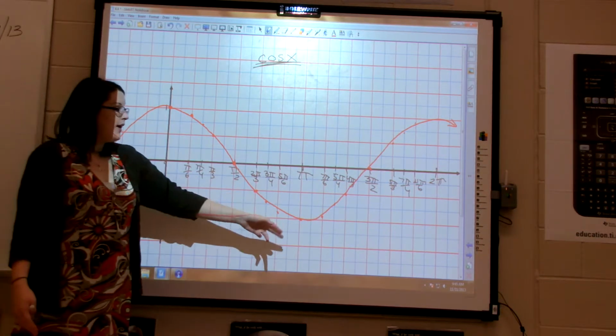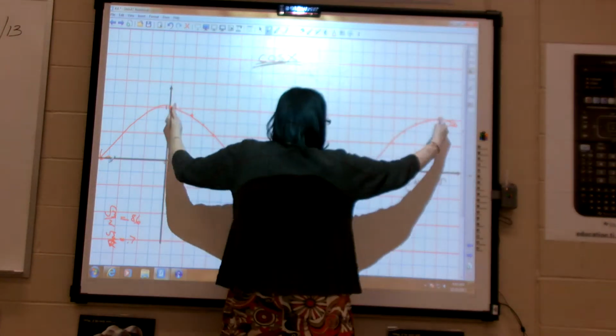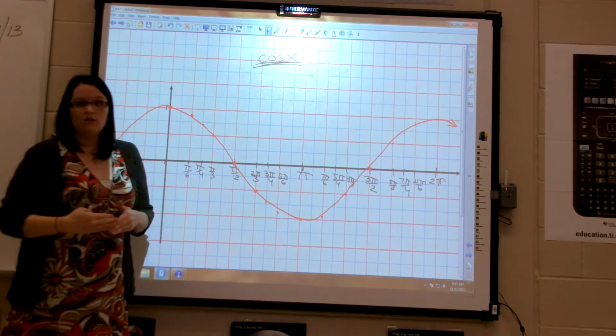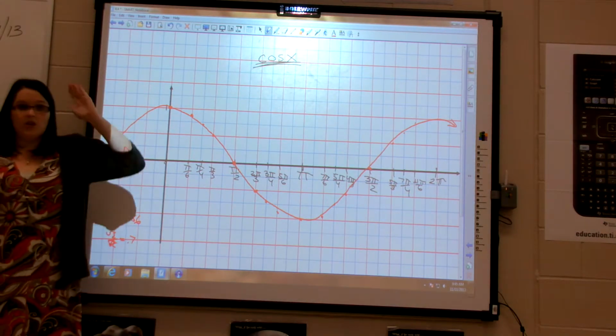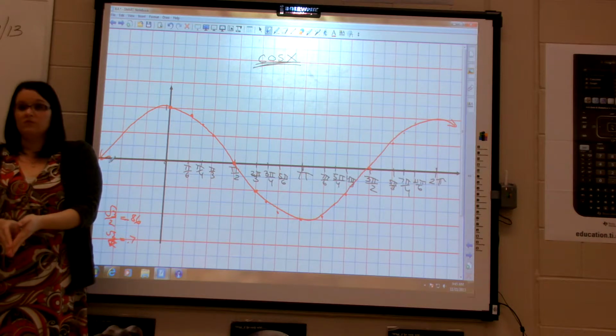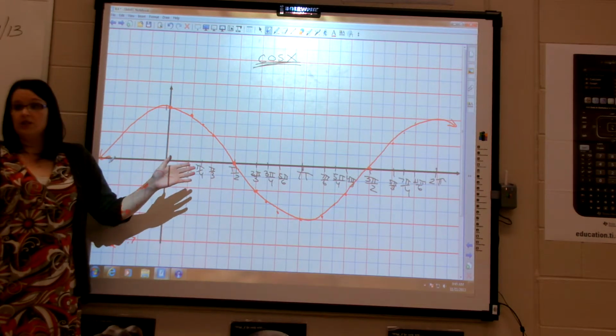Where is there a minimum? Pi. The key thing to note is cosine starts and ends in the same spot up top, and it's symmetrical in between. So you start and end at a max, and in between is a min. Is that clear? Because the scale will be changing here next week.